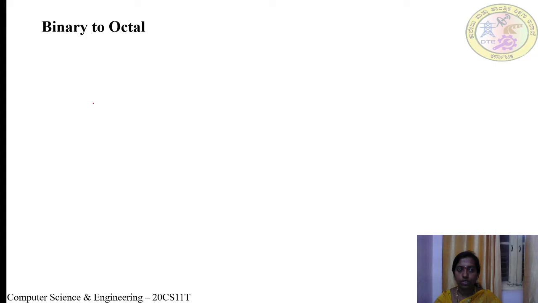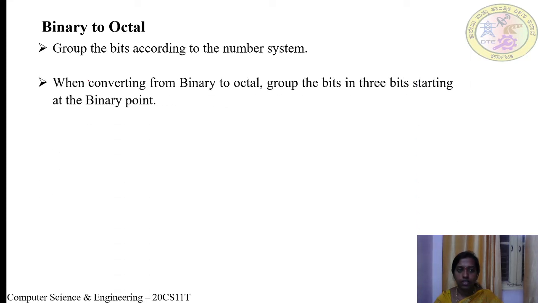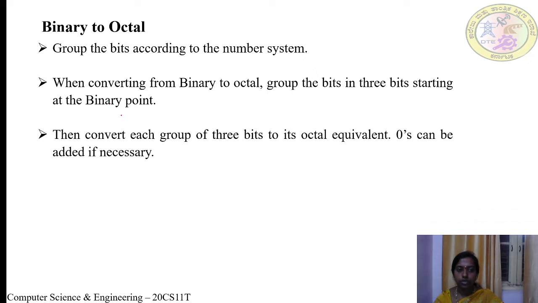Next, we move on to the conversion between binary to octal. First step, group the bits according to the numbering system. Second step, when converting from binary to octal, group the bits in 3 bits starting at the binary point. Take every digit of a binary number and make a group of 3 bits starting at the binary point. Then convert each group of 3 bits to its octal equivalent, and zeros are added if necessary.